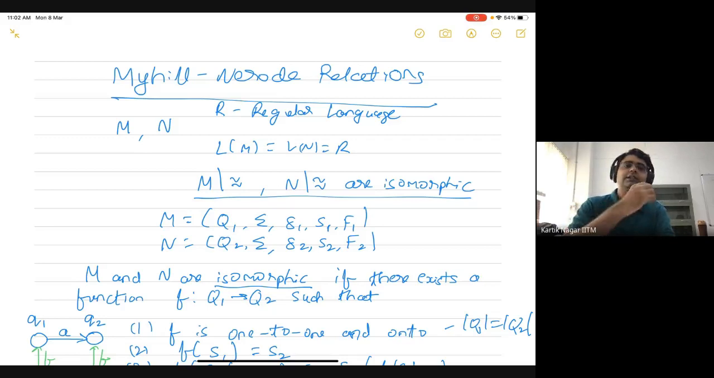In the last lecture, we covered the algorithm for minimizing the number of states in a DFA. So we wanted to answer this question: given a regular language, what is the minimal DFA, or what is the smallest DFA that accepts that language?